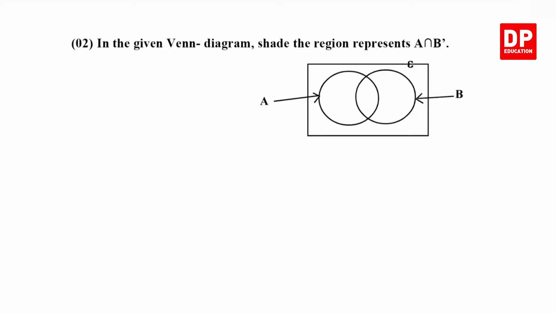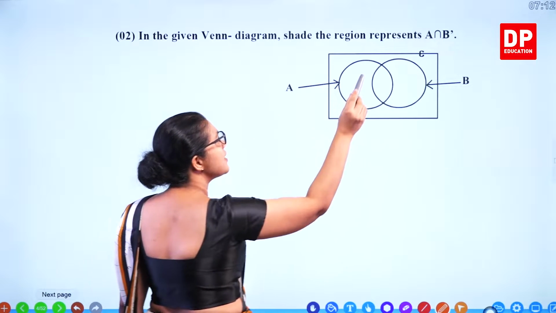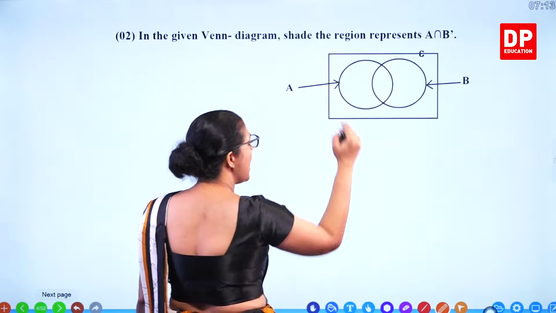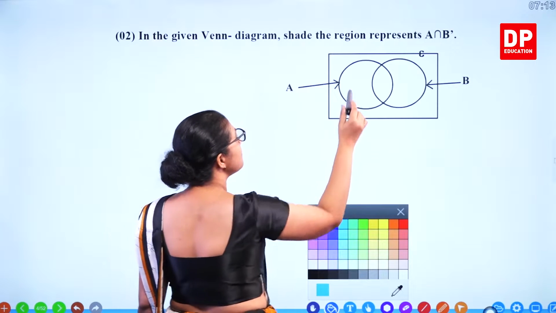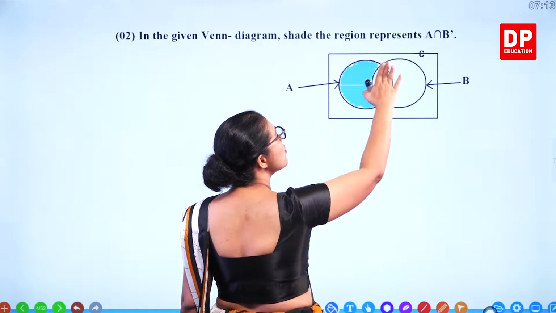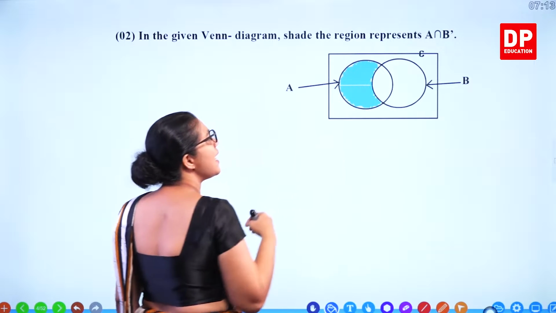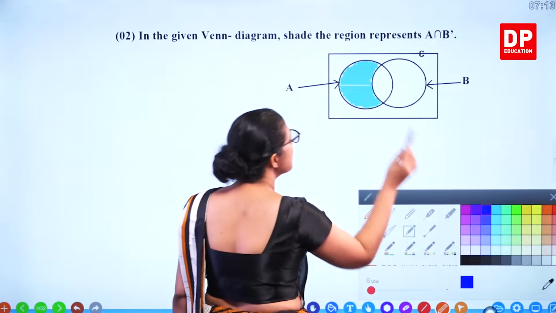Question number 2. In the given Venn diagram, shade the region representing A intersection B dash. So dash is only for B. So what is that? Not B but intersects with A. So which region? So you get this region. B dash means you close the circle B but intersects with A. So this is the region. So you get 2 marks for that.